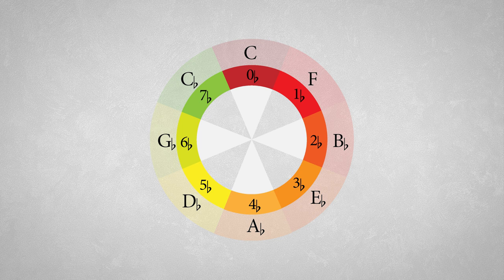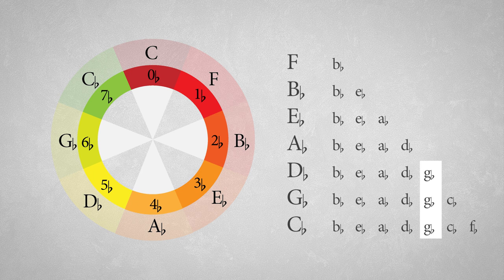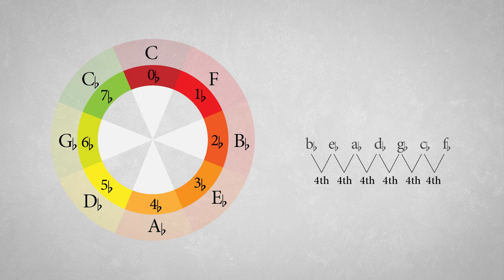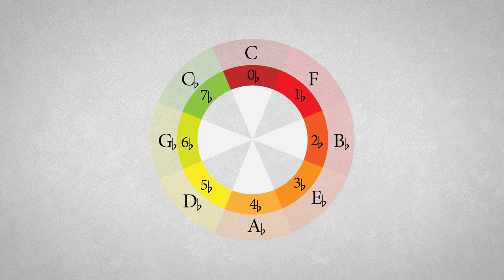Also, the flats themselves, B flat, E flat, A flat, D flat, and G flat, are ordered in fourth intervals. B flat and E flat make up a perfect fourth, E flat and A flat make up a perfect fourth, and so on and so on. And this makes things much easier to remember.